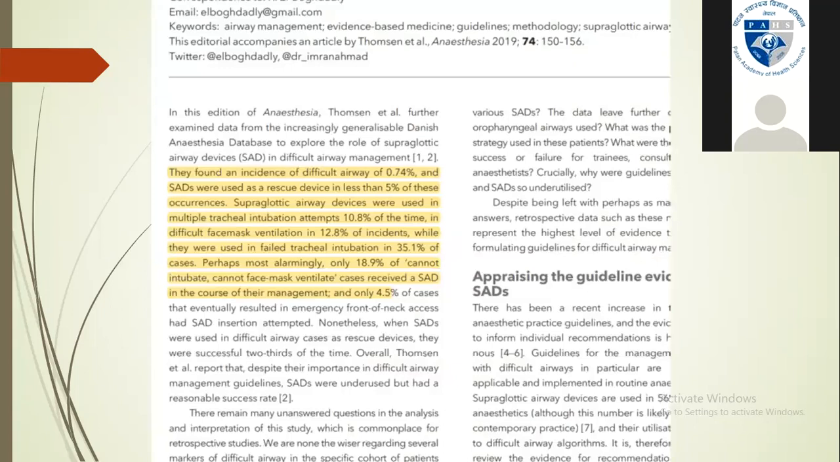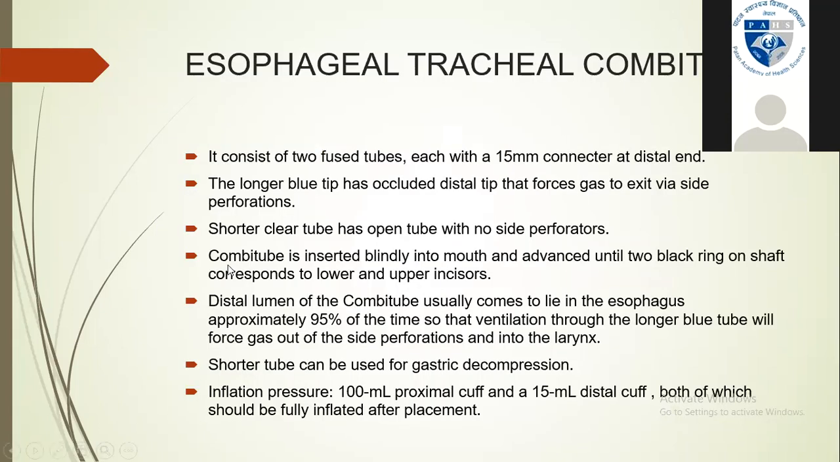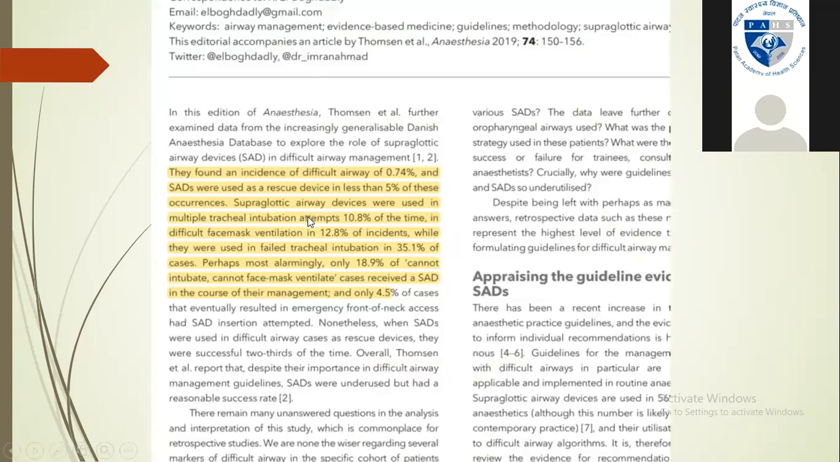So in a study done by Thomas et al., it was found that supraglottic airway devices were used in multiple tracheal intubation attempts. According to our guideline, after three unsuccessful attempts towards intubation, we should move towards a supraglottic airway device. But it was seen that after multiple tracheal intubation attempts, 10% of the time a supraglottic airway device was used, and in difficult face mask ventilation, 12% of the time, and in failed tracheal intubation, 35% of the cases.